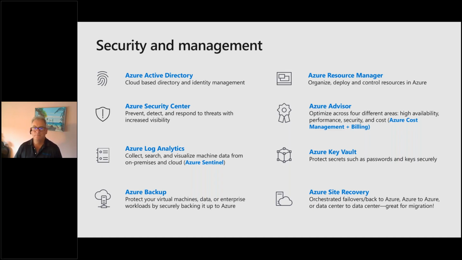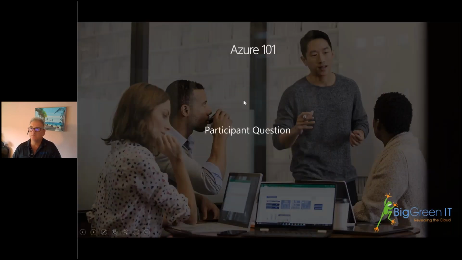If you have any questions on security, I didn't see one come up, but by all means, type things in. I'm going to keep moving along for the sake of time, and we'll skip the participant question here, but if there's more that people have, we'll catch those at the end.